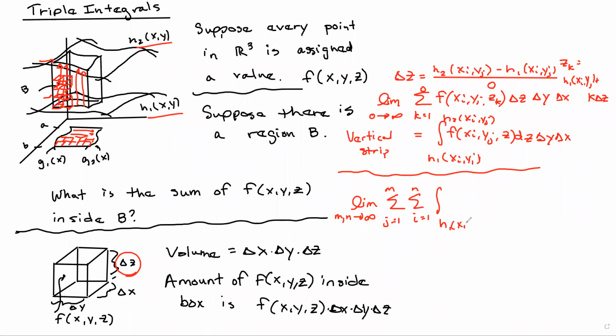H sub 1 of x sub i, y sub j. H sub 2 of x sub i, y sub j. And then f of x sub i, y sub j, z, dz, change in y, change in x. So I'm just replacing this, it replaces p of x, y that I just had a second ago.